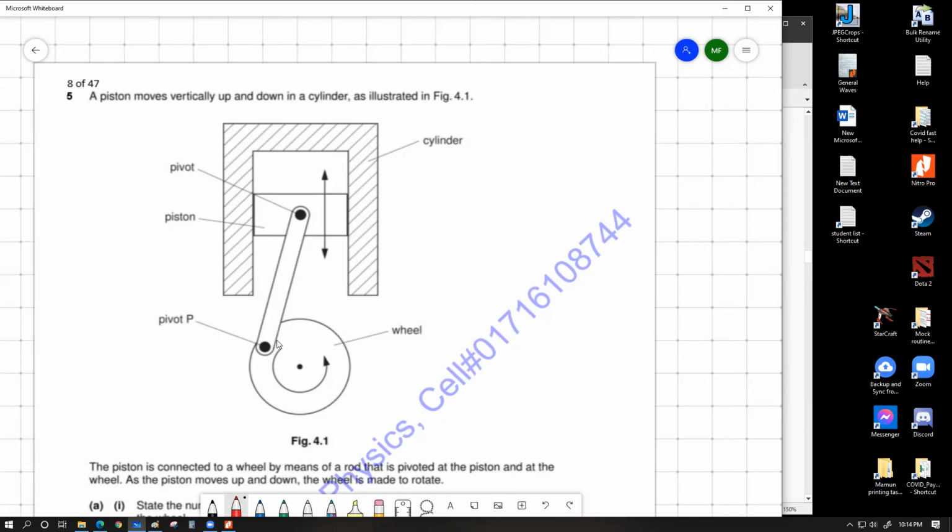So if this P position is, let me draw, whenever this pivot is exactly over here, let's say at this position, then this will be the highest position of the piston. When this pivot P point is at the lowest position, this will be the lowest position of the piston. Somewhere along the level of the diameter, over here or over here, the piston would be in equilibrium.